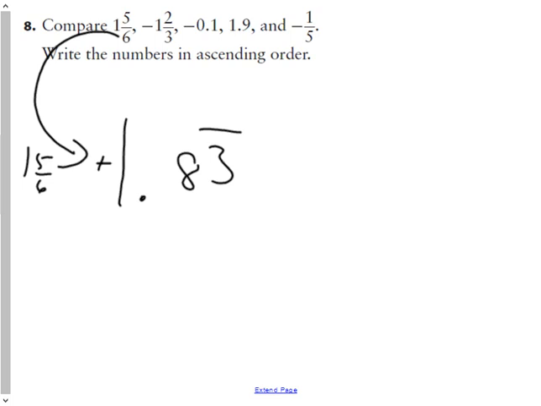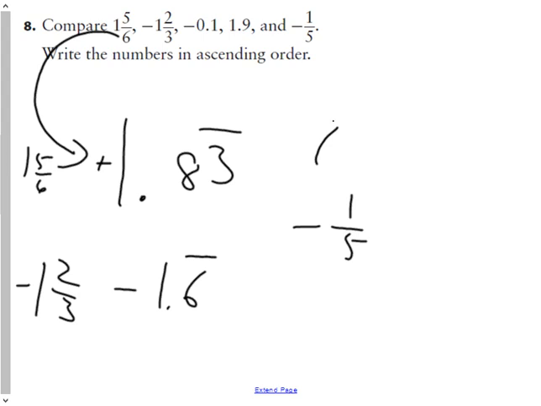-1 2/3, I think we all know what that is. 2/3 is 0.6 repeating, so this is going to be -1.6 repeating. Then those two are already as is. And then the last one, -1/5. You probably know that this is equal to -2/10, which is a decimal. So therefore, since these are equivalent, this is also -2/10.